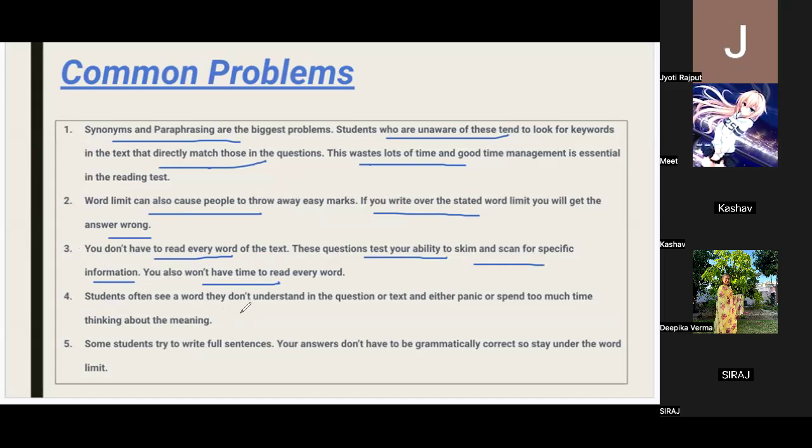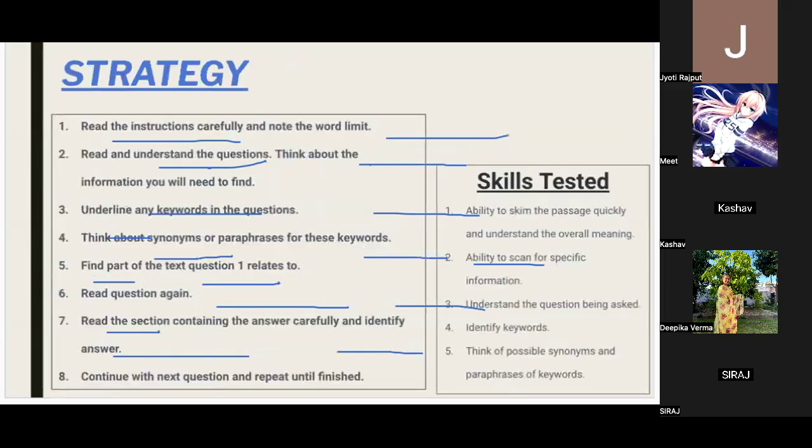Students often see a word they don't understand in the question or text, and either panic or spend too much time thinking about the meaning. So do not try to understand the meaning of every word. Try to understand the context of the statement, right? Some students try to write full sentences. No, your answers don't have to be grammatically correct. सो स्टे अंडर द वर्ड लिमिट. ये आपके शॉर्ट आंसर क्वेश्चंस है, यहाँ पे आपको ग्रामेटिकली करेक्शन नहीं चाहिए, वो सेंटेंस कॉम्प्लीशन में चाहिए, राइट?